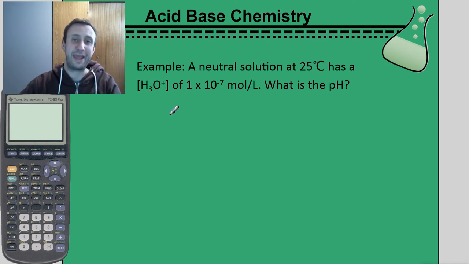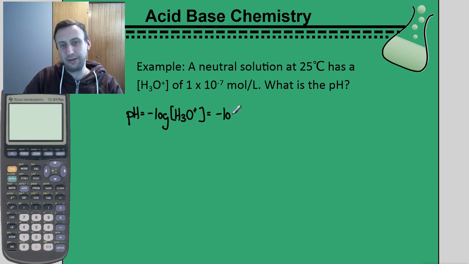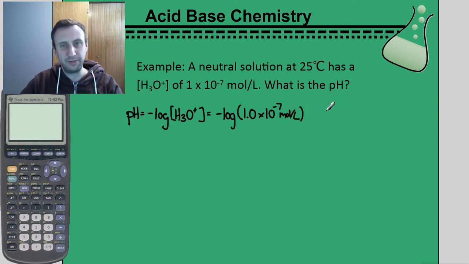All right, so let's get into a calculation and see if we can find pH. So a neutral solution at 25 degrees Celsius has a hydronium concentration of 1.0 times 10 to the negative 7 moles per liter. What is the pH? Well, pH is equal to negative log of hydronium, H3O positive. So I have negative log of 1.0 times 10 to the negative 7 moles per liter. I'm putting the units in there. You probably don't have to in a pH function. pHs are unitless when I calculate it out, so nothing's really happening in the unit for this.